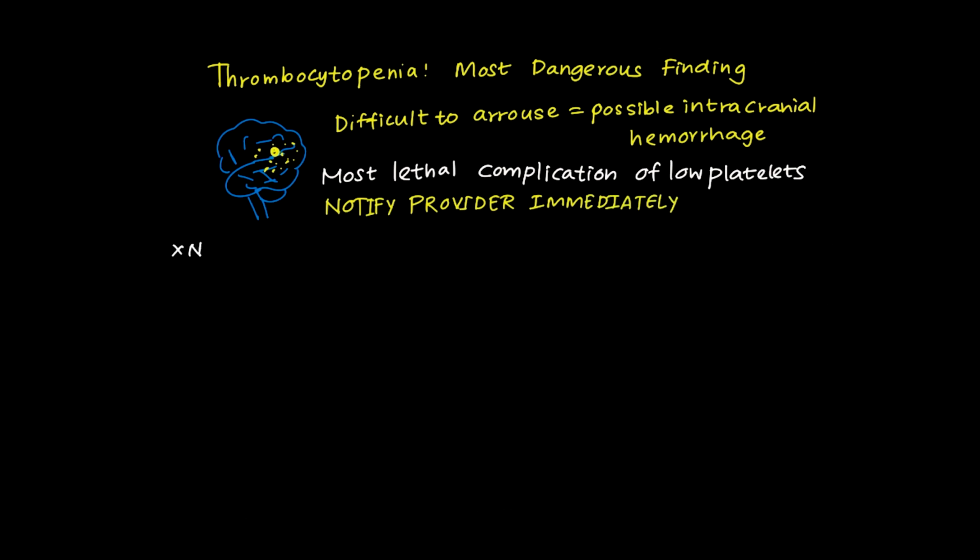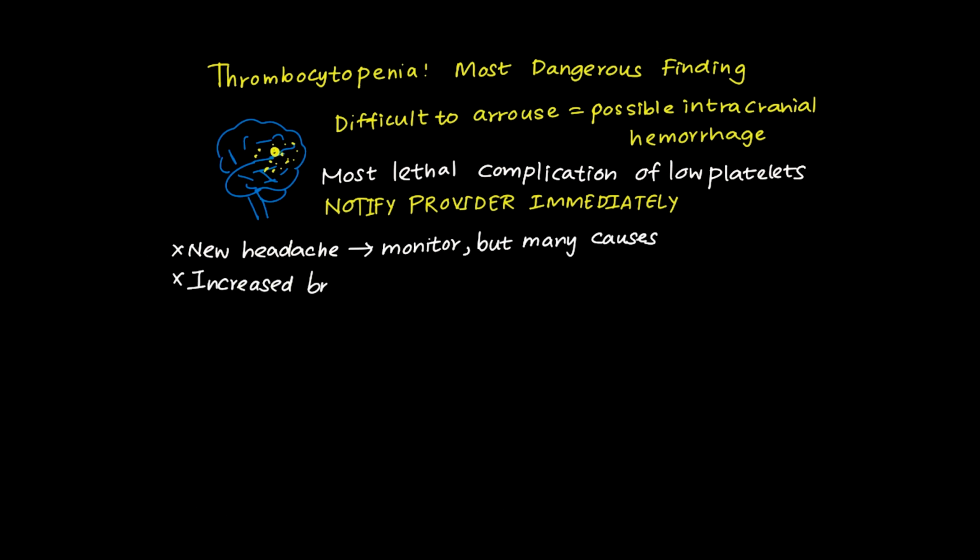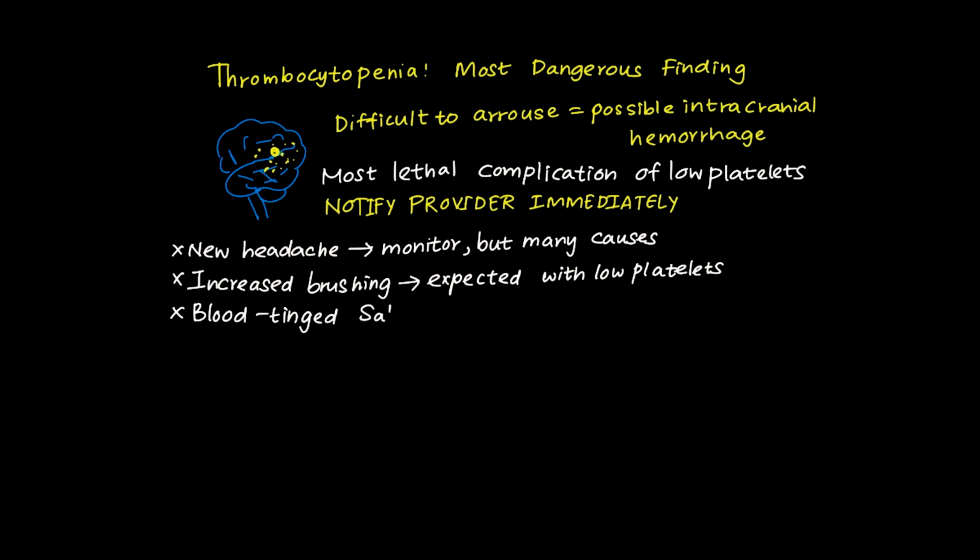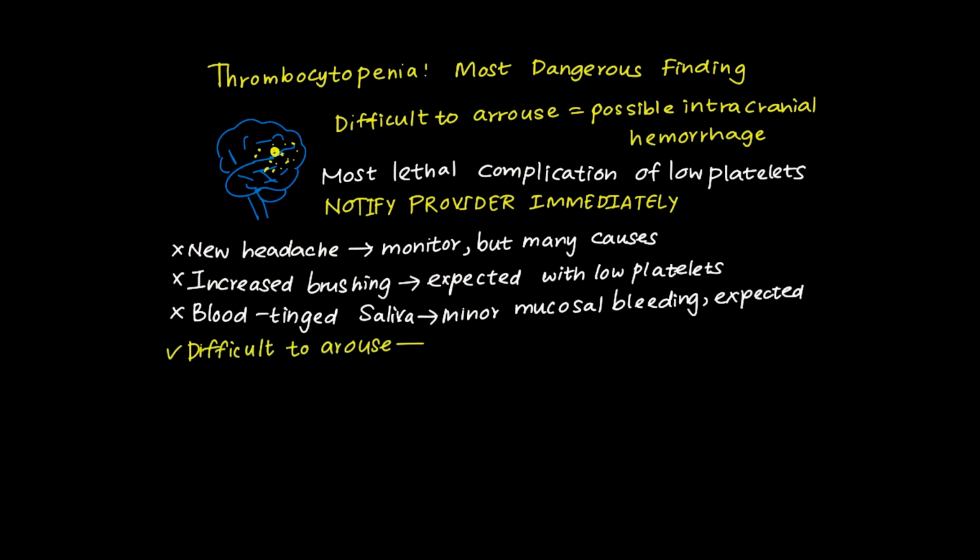A new headache is worth monitoring, sure, but headaches have 100 causes. Difficulty arousing is a much more advanced and ominous neurological sign. It means the brain is being compressed. Increased bruising on the forearms? That's expected with low platelets. Document it and move on. Blood-tinged saliva after eating? Minor mucosal bleeding from the gums.